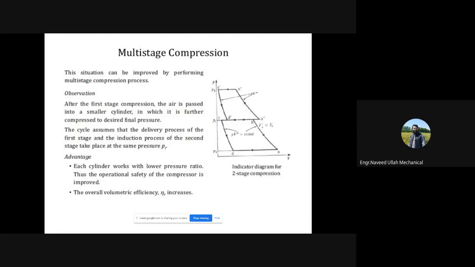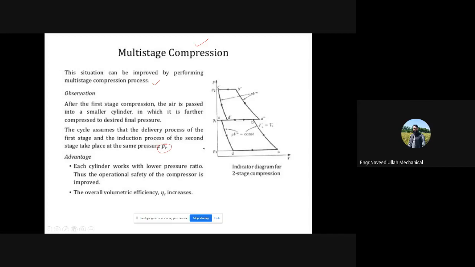अच्छा, बहरहाल this situation मल्टी स्टेज कंप्रेशन, right, तो ये बताया गया है कि this situation can be improved by performing multi-stage compression. ऑब्जर्वेशन क्या है कि after the first stage compression the air is passed into a smaller cylinder in which it is further compressed to desired final pressure. The cycle assumes that the delivery process of the first stage and the induction process of the second stage take place at the same pressure. अच्छा, ये assume करता है.